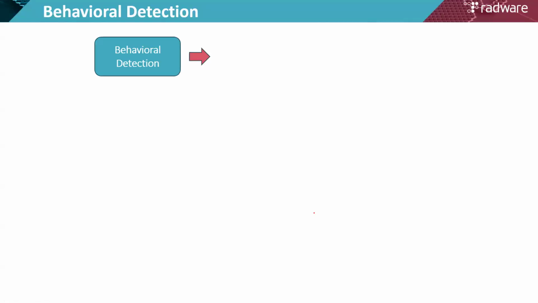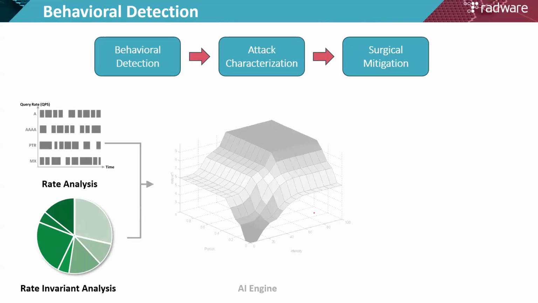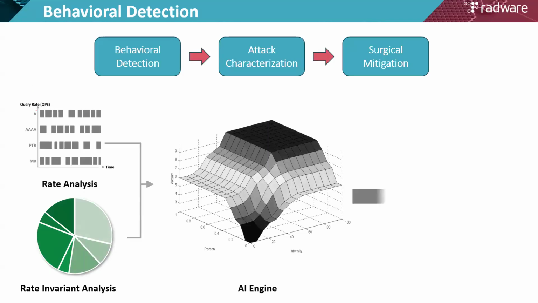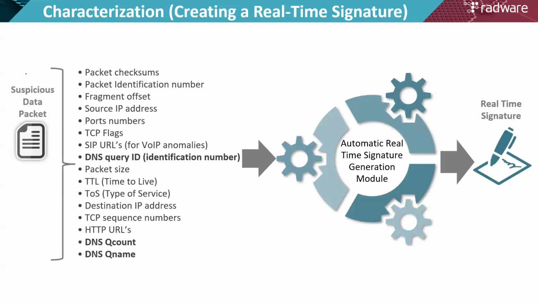Behavioral engine, I'm not going much into this because this is already covered previously. Everything remains the same as for the BDOS engine. Only the learning phase is different. Here we are learning the query rate. Okay. So how many packets are we receiving per second? But here we are learning how many queries we are receiving. So that's the only difference. Rest everything remains the same, like creating a real-time signature, attaching it to the attack traffic, etc.